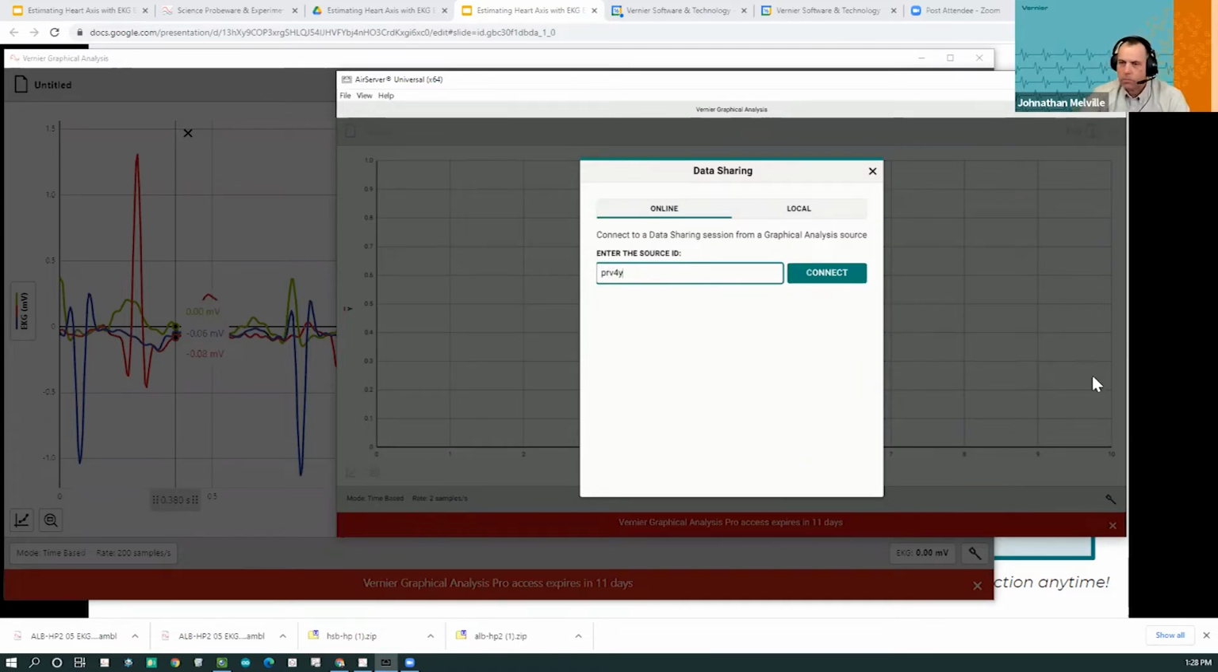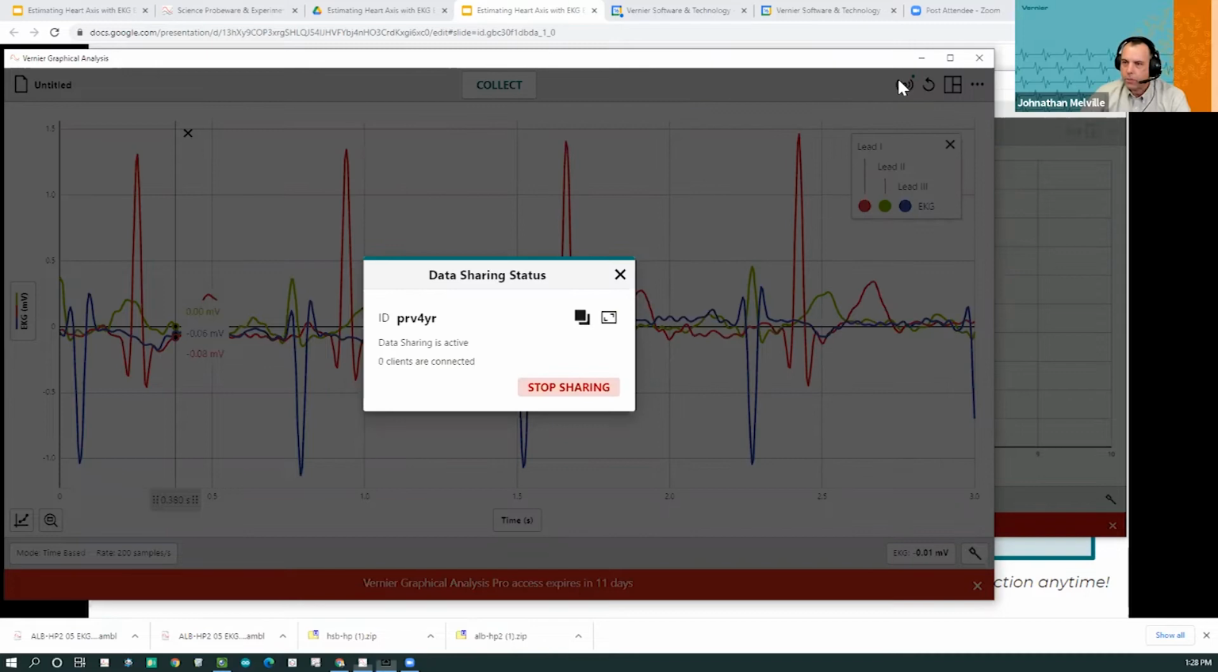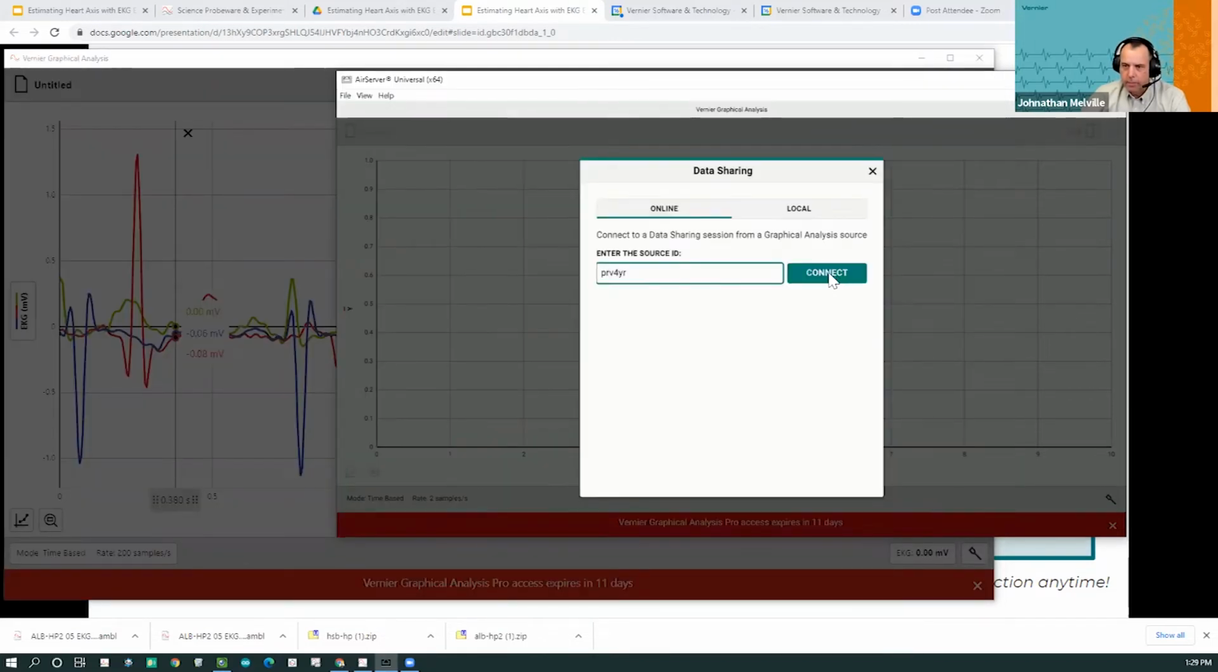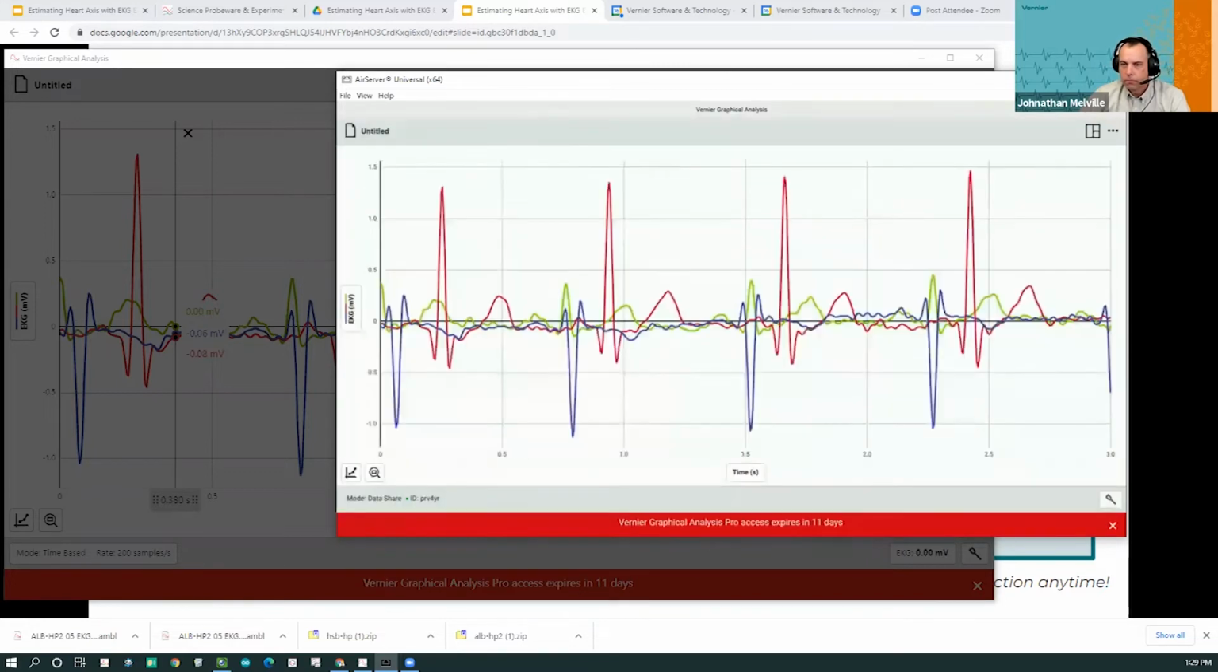PRV4YR. Just make sure there's no spelling. Yep. Okay, there we go. Then I'm going to connect. I will connect. And there we go. The data has been sent wirelessly to my Chromebook. And you can send that anywhere that there is internet.